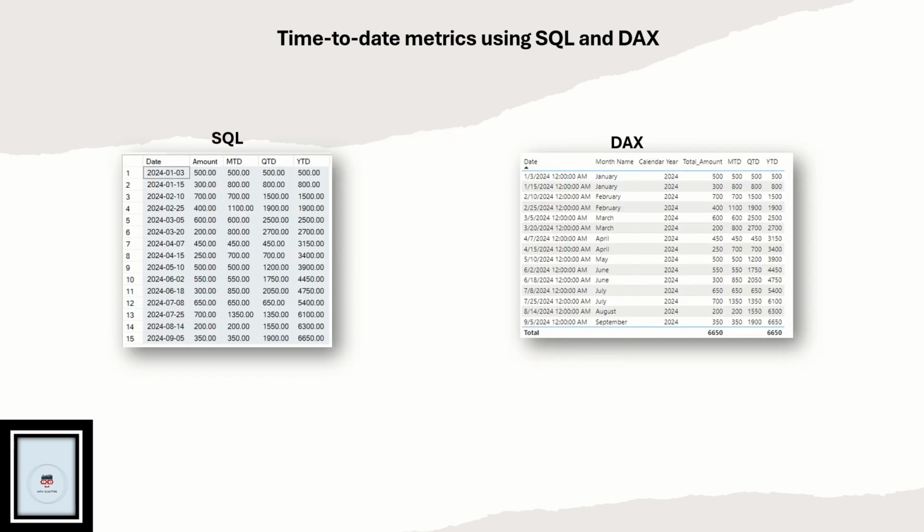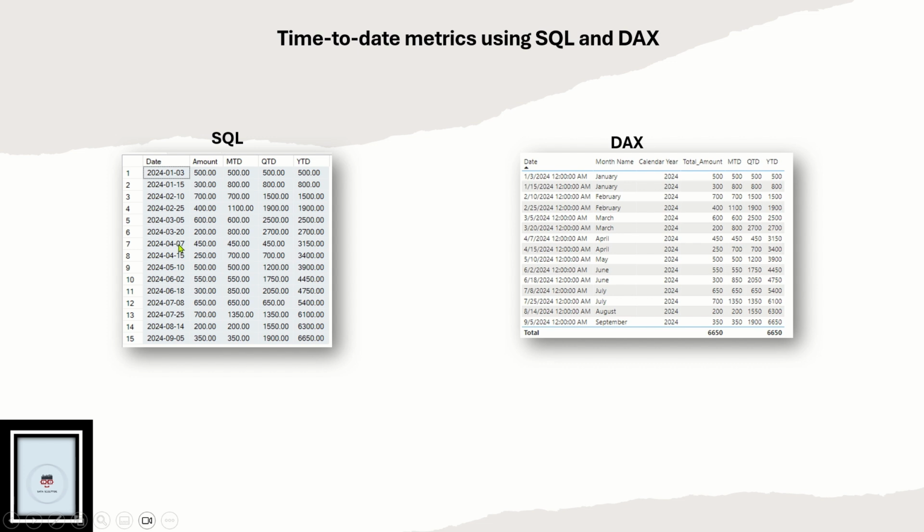Now, let us understand with the example how QTD and YTD are calculated. Again in this example, on January 3rd and January 15th you have 500 and 300. QTD is 500 for January 3rd, and for January 15th you have 500 plus 300, which is 800. February 10th is 700, so 800 plus 700 is 1500, and February 25th is 400, so 1500 plus 400 is 1900. You will keep this cumulative until the end of March, and from April it starts again from 0. A new cumulative sum will start.